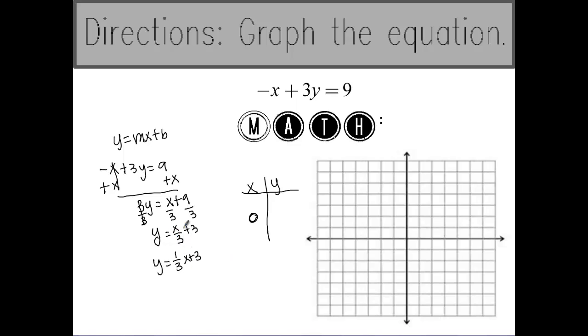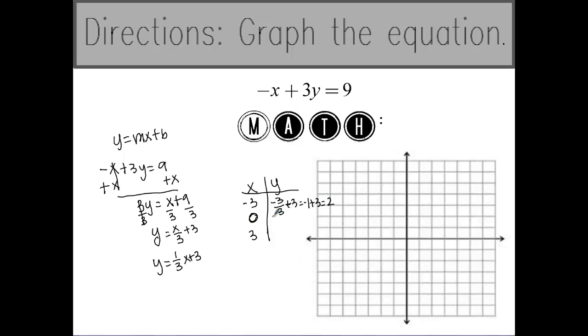Because I have a fraction here, x over 3, I'm going to pick a number that's divisible by 3, so my fraction will cancel out. So I'm going to pick -3, one that's smaller, and +3, one that's bigger, so that my fractions will cancel. And instead of plugging into this equation, I'm going to plug into this equation so that I can divide my x values by 3. My y value is going to be equal to -3 over 3 plus 3. -3 divided by 3 is -1, plus 3 is +2.